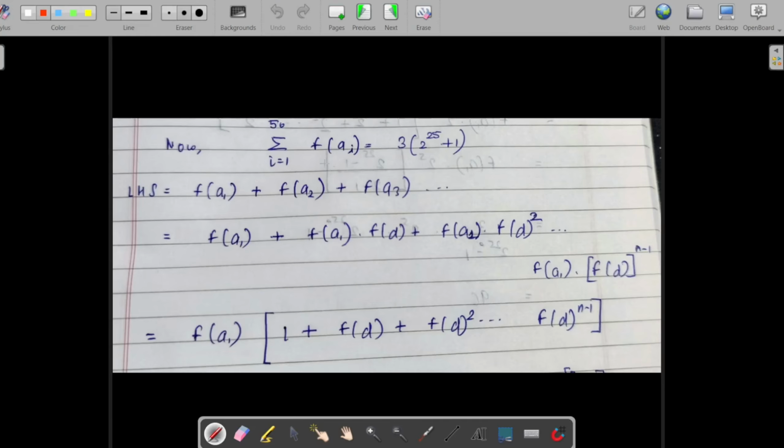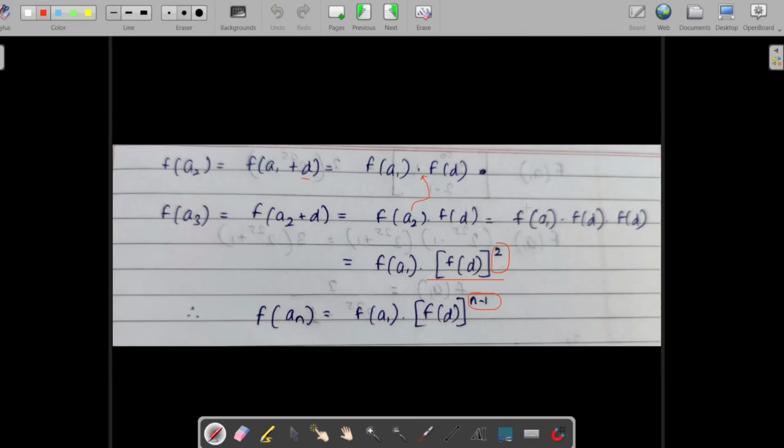Okay, now the other thing that they have given is the summation of f of ai, i from 1 to 50, is 3 into 2 raised to the power 25 plus 1. Now let us focus on the LHS. LHS is, when you put i equal to 1, f of a1, i equal to 2, f of a2, f of a3, and so on till f of a50. We have already calculated the general pattern of the terms of this series: f of a1 plus f of a1 times f of d plus f of a1 into f of d squared. I have already told you how f of a2 and f of a3 can be expressed in terms of f of d and f of a1.